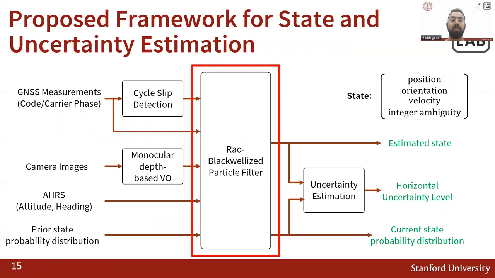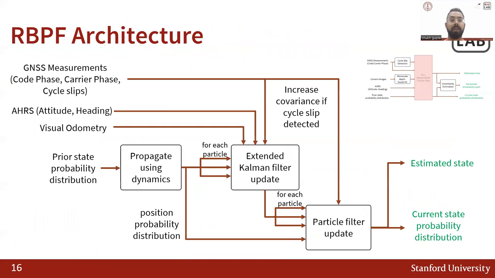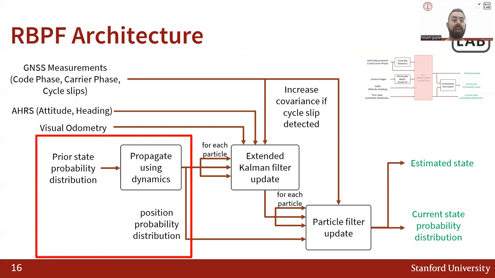Now I will move on to our Rao-Blackwellized particle filter that assimilates all the information from the different measurements as well as the previous probability distribution. So here is our RBPF architecture that uses all this information to estimate the state as well as update the state probability distribution. First, we start from the prior state probability distribution, which is propagated using dynamics and is passed to the extended Kalman filter.